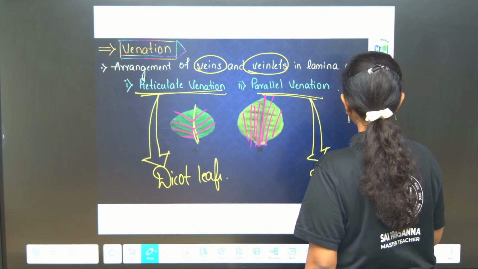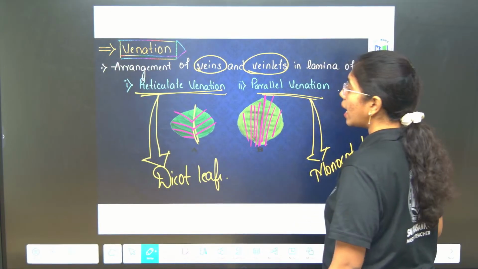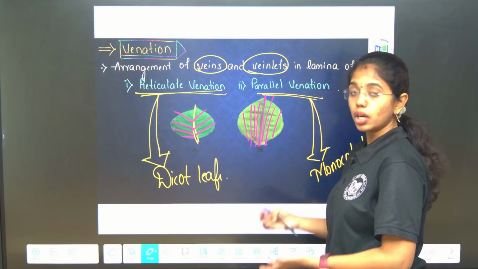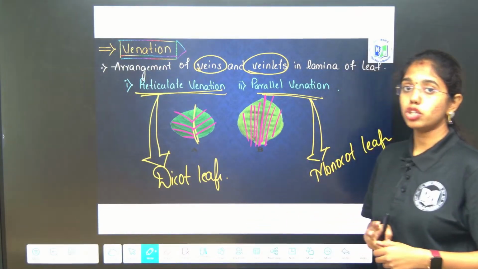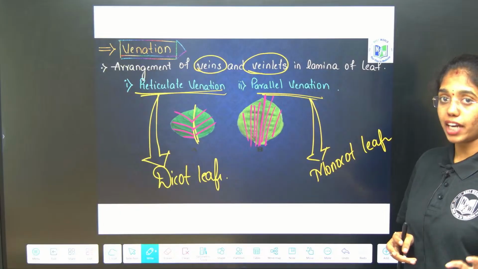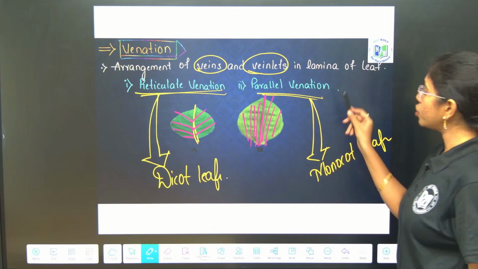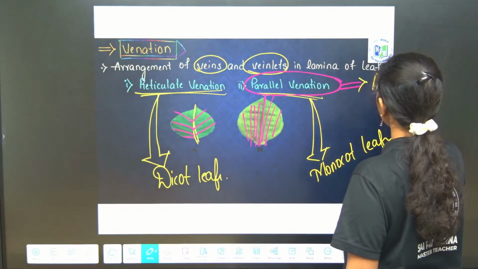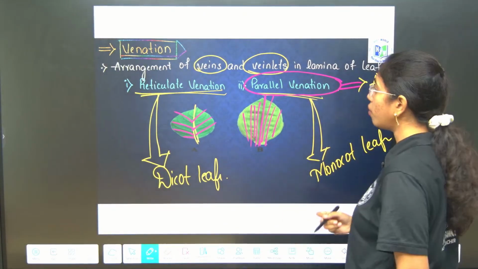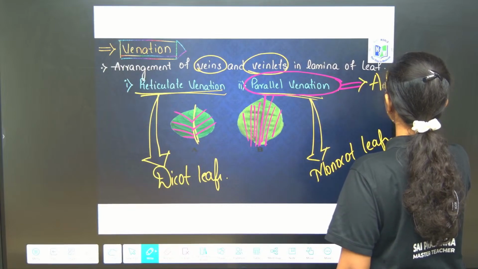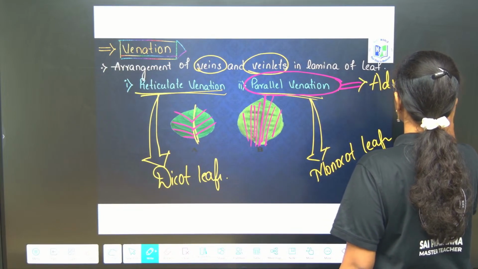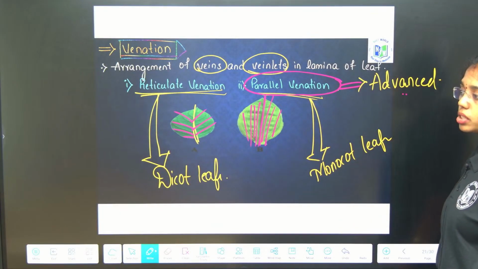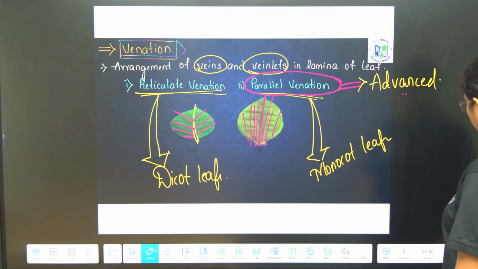Amongst reticulate venation and parallel venation, which is more advanced for the translocation of water and minerals, if that is your question, then your answer should be parallel venation. It is an advanced arrangement of veins and veinlets, more advanced than reticulate venation for conduction of water and minerals. Remember this point, it is very important.